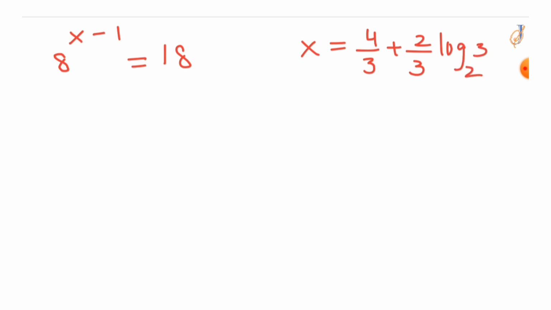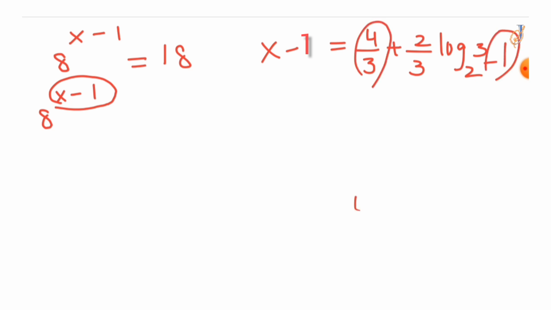In the LHS, what do you have? 8 raised to power of x minus 1. So first we simplify this x minus 1, then we can substitute in the exponent. So this is the x value. If we take minus 1 here also, 4 over 3 minus 1 are constants. After taking LCM as 3 and simplifying, you will get 1 over 3, isn't it? So 4 over 3 minus 1 gives 1 over 3. Let's write 1 over 3 plus 2 over 3 log 3 with base 2.